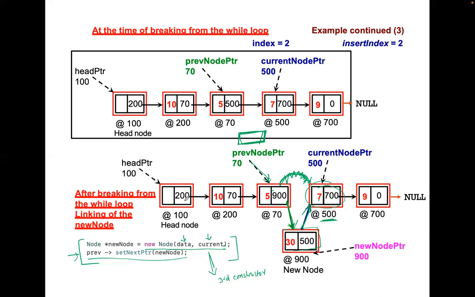Now let's start from the head pointer. You can see 10, 5, 30. I'm just following the next pointer. So we have 10, 5, 30, 7, 9. It means we inserted the value 30 between 5 and 7 at index 2. Okay, 0, 1, 2. Now 7 has index 3.